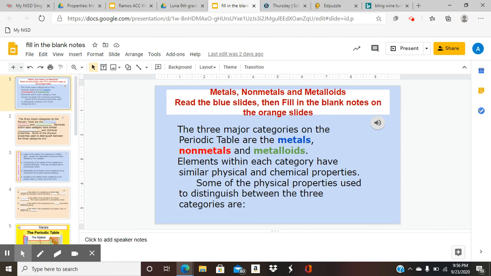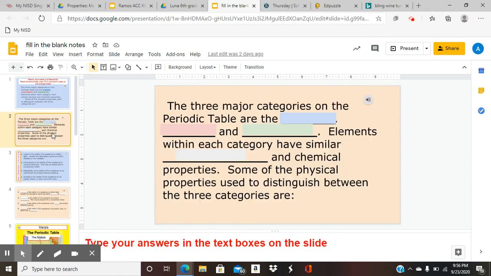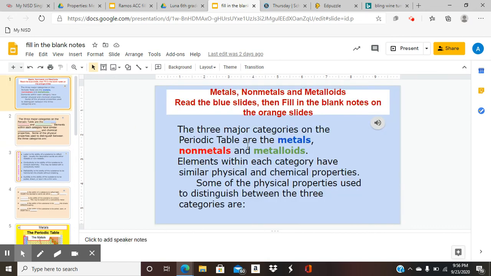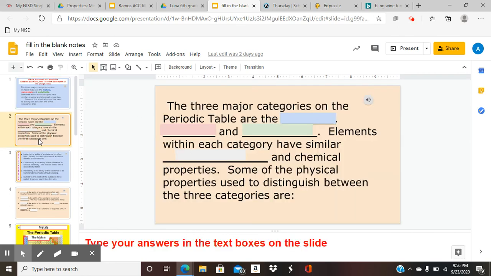Some of the physical properties used to distinguish between the three categories are on slide 2. You see how we already color coded for you guys. So you're going to use what we read in slide 1 to fill in slide 2. Okay, so type your answers in the boxes on this slide.